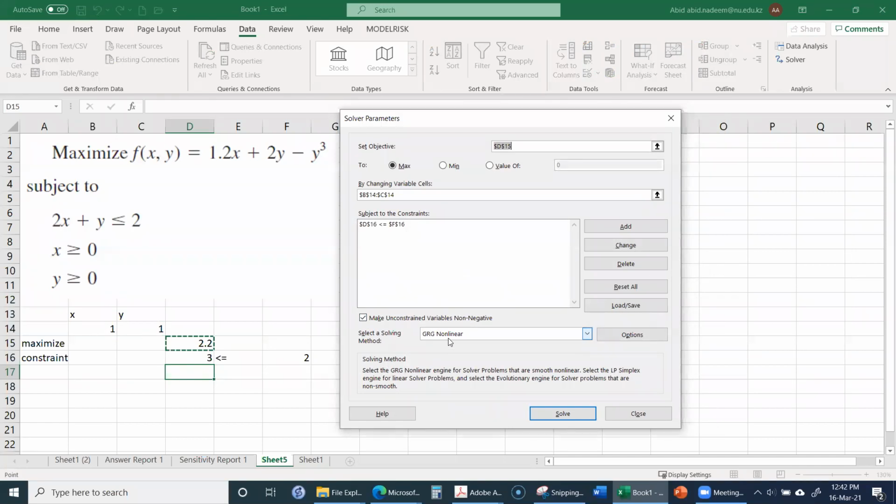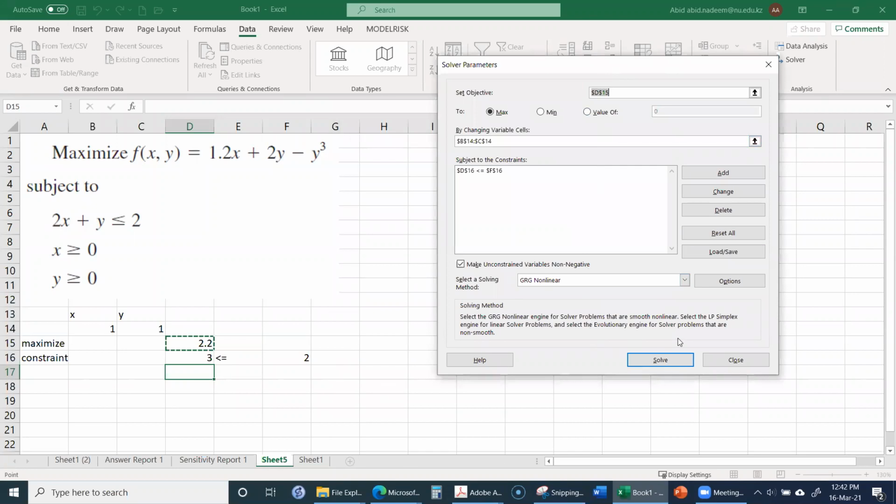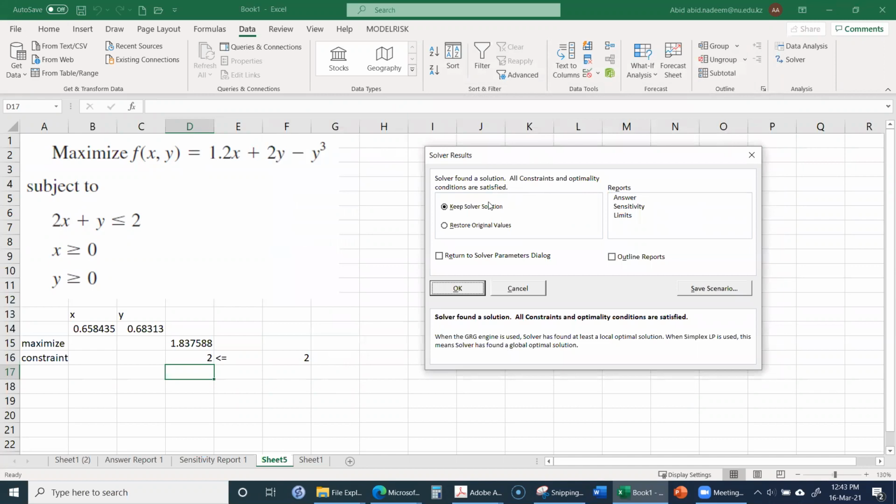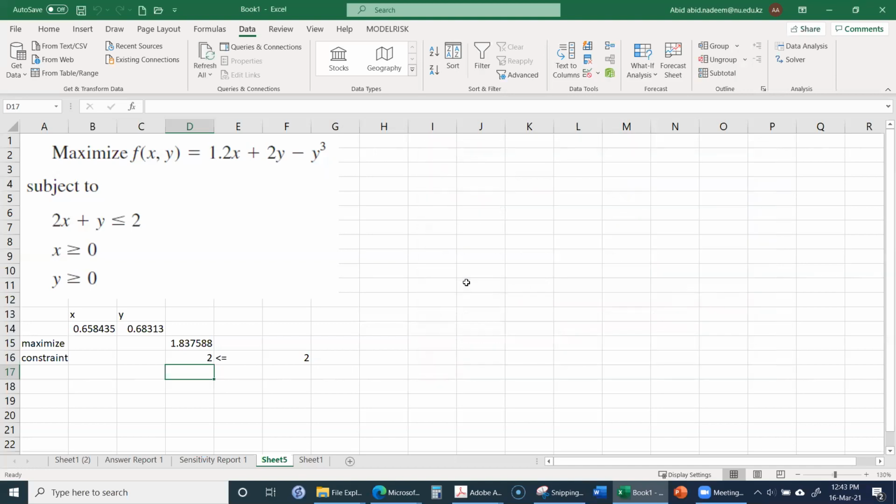In this case, it will be better for you to use the non-linear model because we are solving a non-linear function. So solve it and Solver found a solution. All constraints and optimality conditions are satisfied. So what is the solution? So the value of x is 0.65 and 0.68. And the maximum value is 1.83 and this constraint has been fully utilized. So that we can see from here. So essentially the nonlinear optimization is nothing much different than the linear optimization in Microsoft Excel.